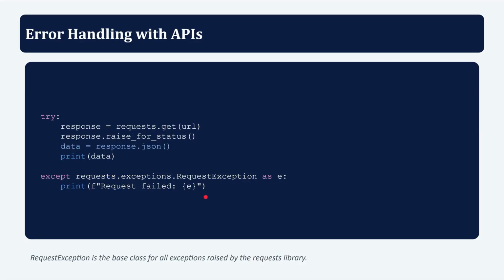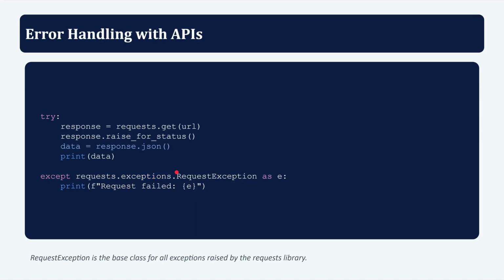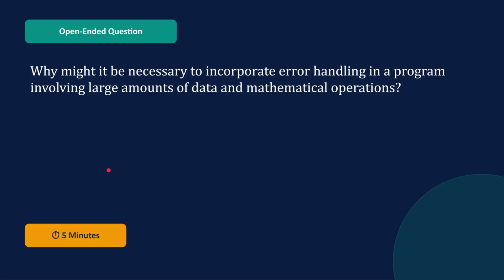Error handling with APIs. Here, for example, there was the error response with the status code not equal to 200, but there's also try. We try getting a response, and if it doesn't work, then we get a request failed. Why might it be necessary to incorporate error handling in a program involving large amounts of data? Because once we start dealing with large amounts of data, that's when errors might start to come up, especially with accessing and run times.